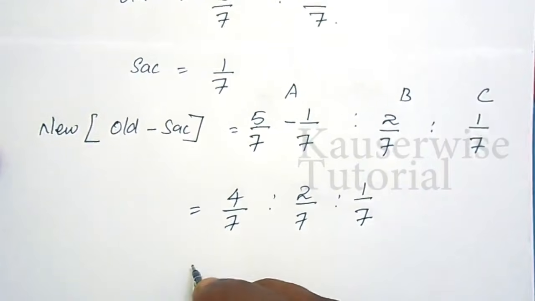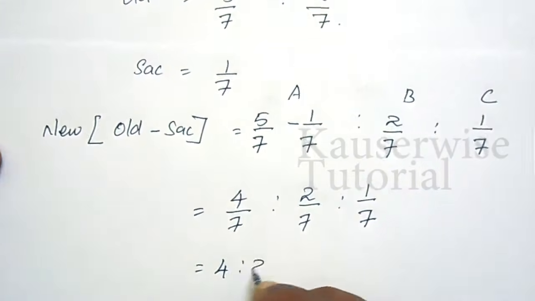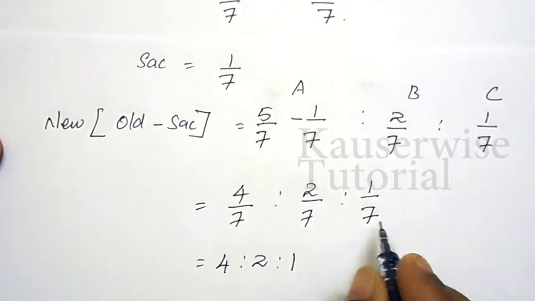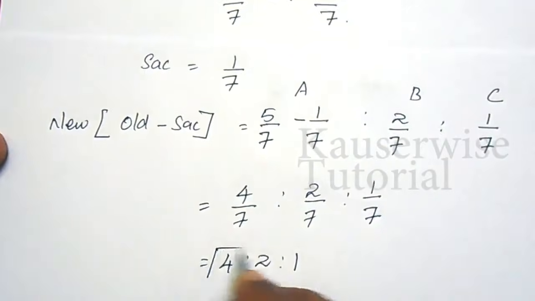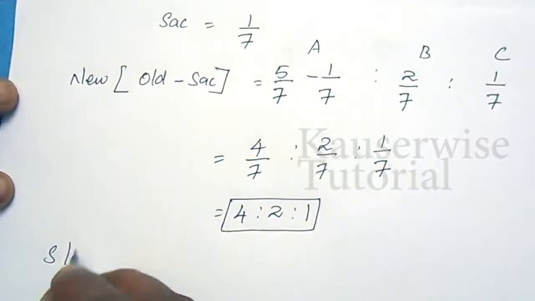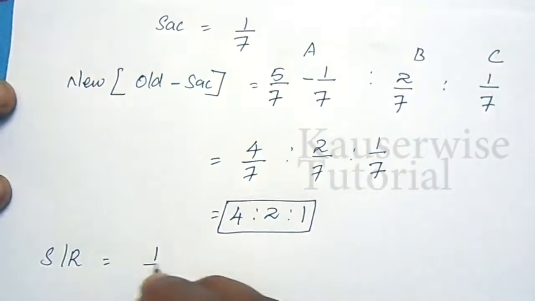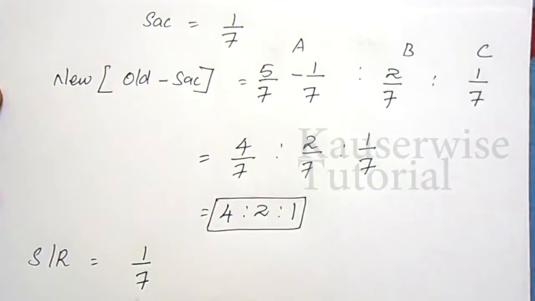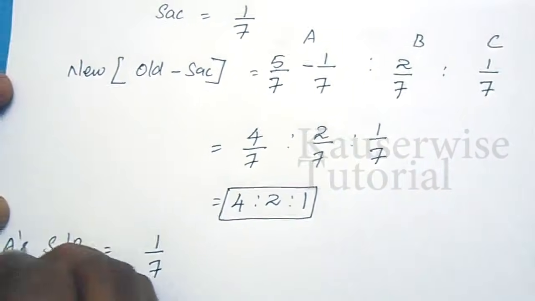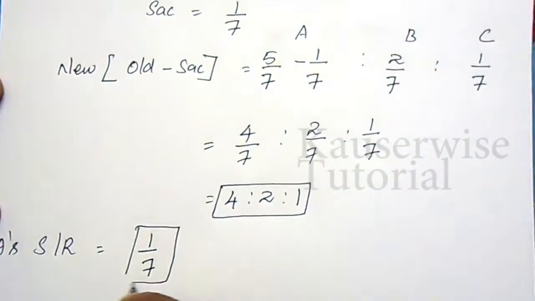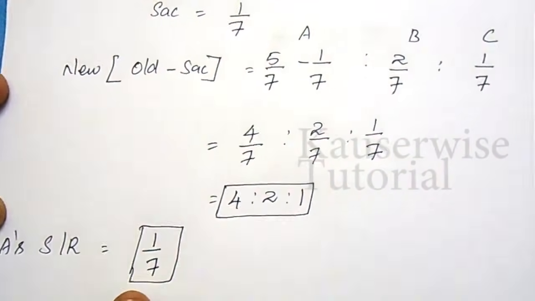So new profit sharing ratio is 4:2:1. 4 plus 2, 6. 6 plus 1, 7. So 7 is there now. This is the new profit sharing ratio. And the sacrifice ratio is given in the problem itself. That is 1/7, which is entirely sacrificed by only A. So A's sacrifice ratio is 1/7. The entire share is sacrificed by only A.